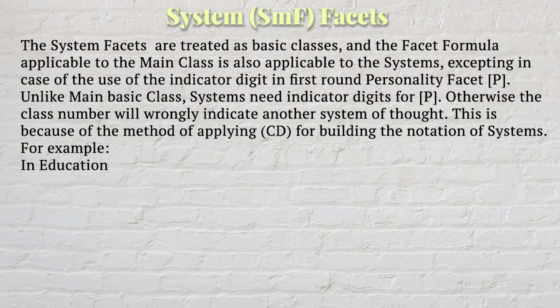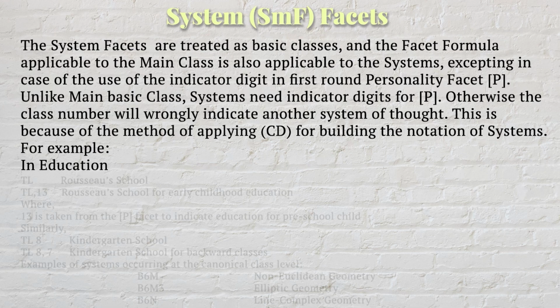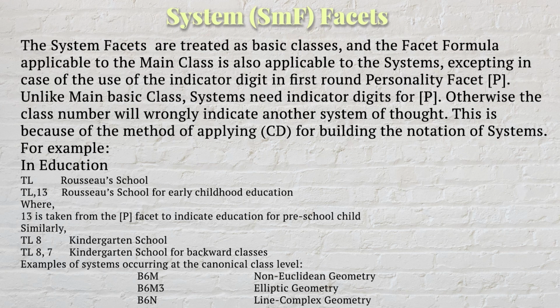This is because of the method of applying chronological device for building the notation of systems. As for example, in education we get Rousseau School, TL. Capital T is the notation for education main class, and again TL13, Rousseau School for early childhood education. Here the personality facet requires a comma as indicator digit.